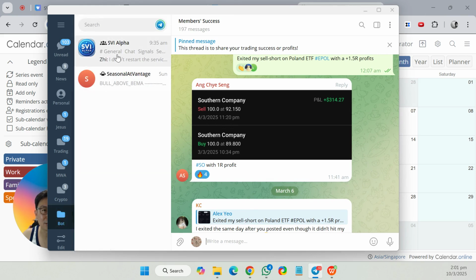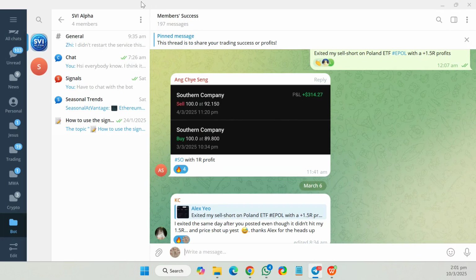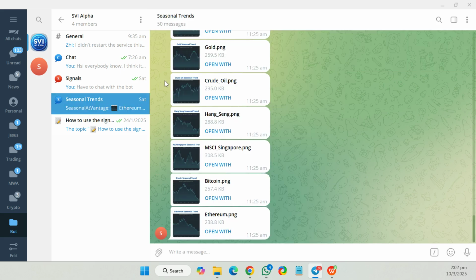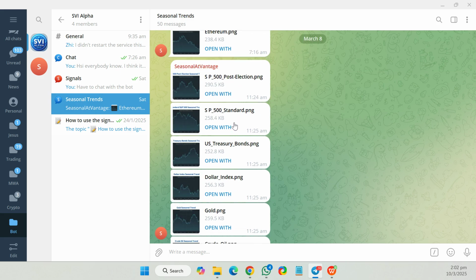So you can see this is what I named the SVI Alpha Telegram group. There are a few things here. One key thing is that this seasonal trend will be automatically sent out to you, to let you know what stage we are currently at. For example, this was the roadmap that I did during SVI Connect Night last December.